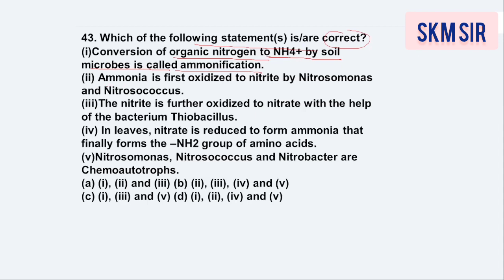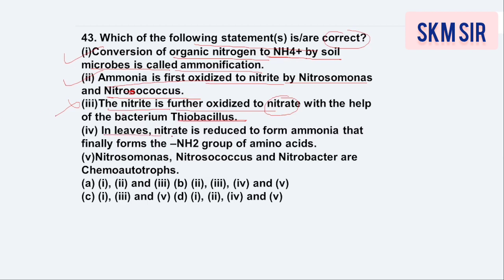Next, ammonia is first oxidized to nitrate by Nitrosomonas and Nitrococcus. So this statement is also correct. The first two statements are correct. The nitrate is further oxidized to nitrite with the help of Thiobacillus. This statement is wrong, because this happens due to Nitrobacter. It is a false statement. Thiobacillus is not involved in this. So it is totally wrong. Nitrobacter is involved in this.